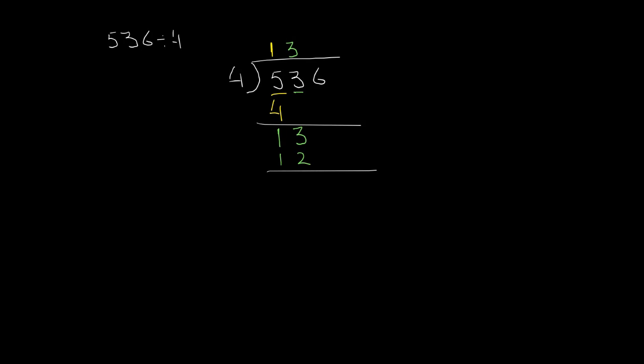And I don't know what to do with a 10, but I can think of this as 10 units, and I have 6 units here, so I have 16 units, and I can give 4 to each child, and I would have distributed everything, and I would have distributed my chocolates. These are just zeros, so the answer is going to be 134. So this answer is 134. So this is a long division algorithm.